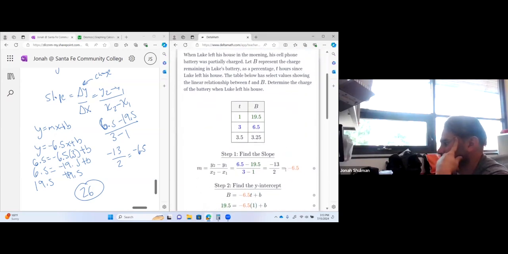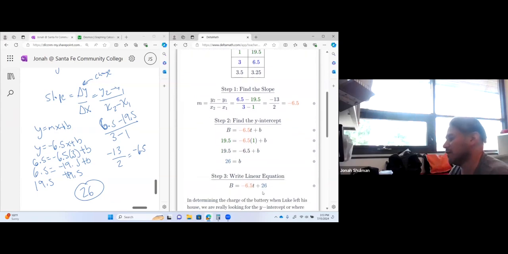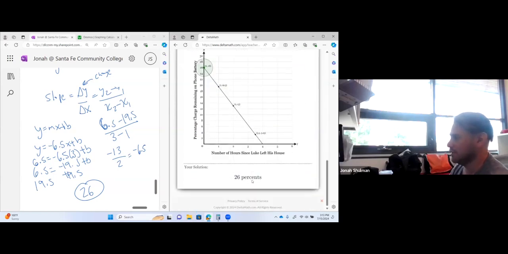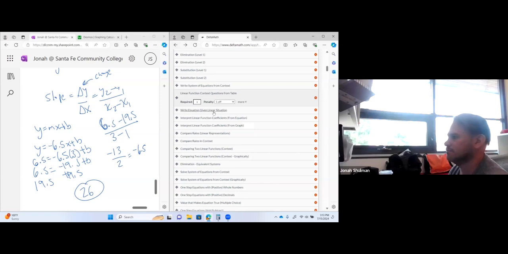Oh, they did the slope, and then they found the y-intercept. That's exactly how I did it. And then you can write the equation. This says every hour you're losing 6.5% of your charge, and we started at 26%. This is the answer graphically.